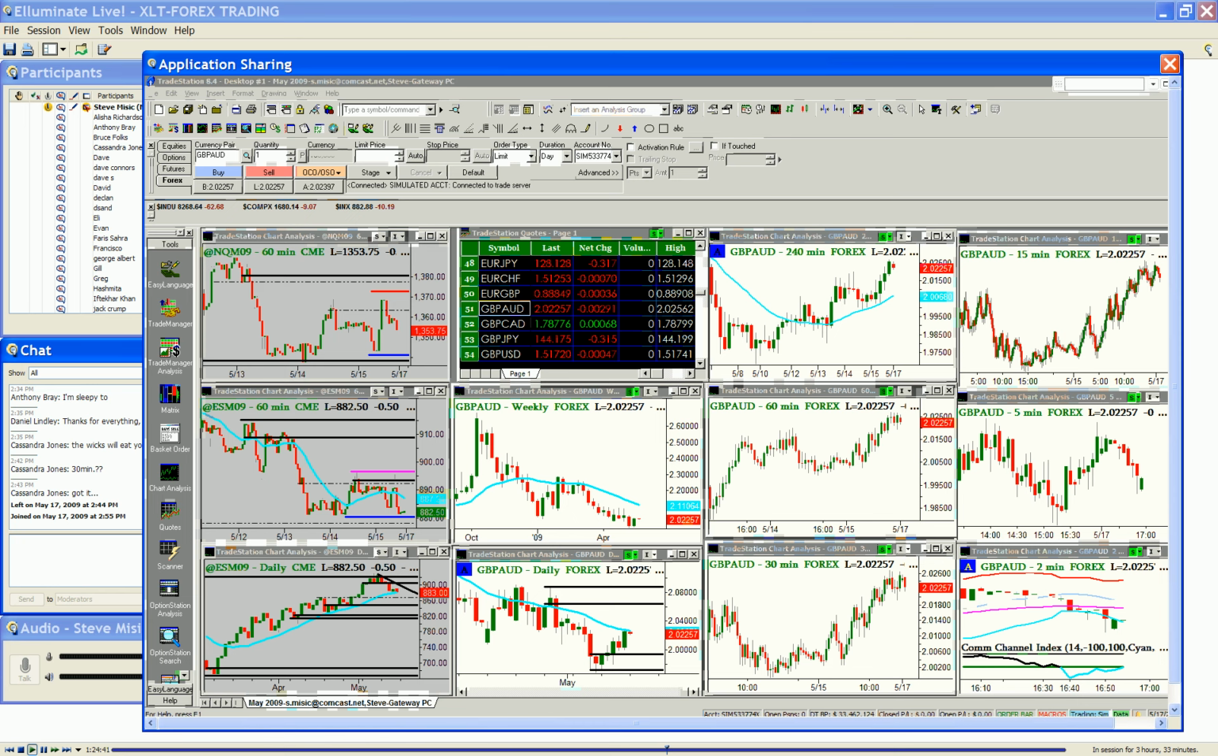Okay, let's get back to work here. Can everybody see my screen here, my desktop? Should be looking at TradeStation, I believe. Good. Awesome.